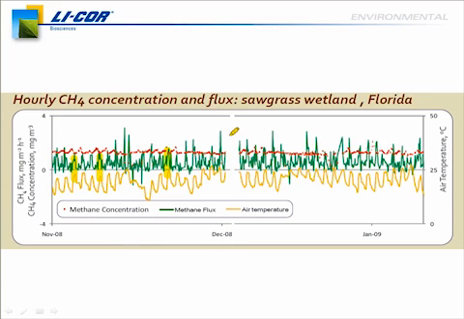You may notice that there's a small gap in the middle of the data set, and that's because we had some difficulty with our ancillary equipment. One of our solar panels broke down, and so we had a small gap there where we had to get out in the field and fix the solar panel system.